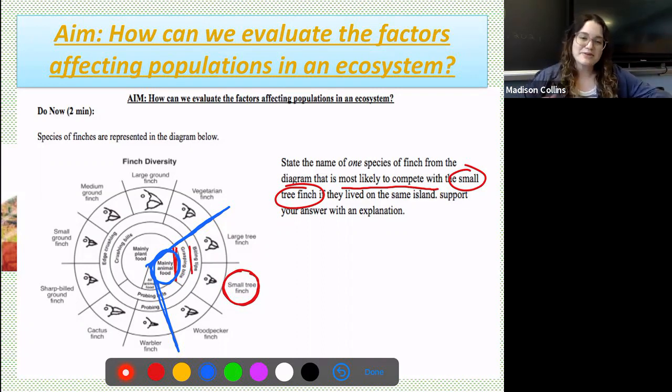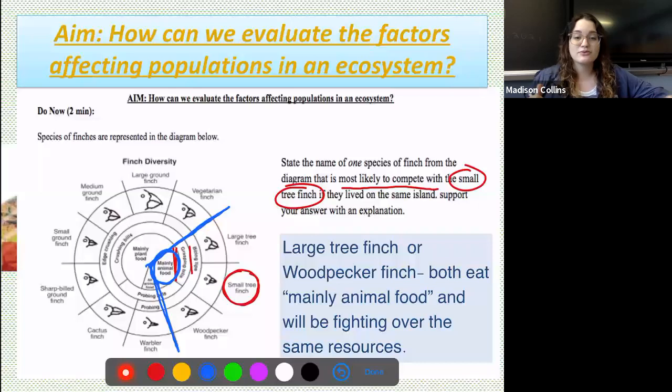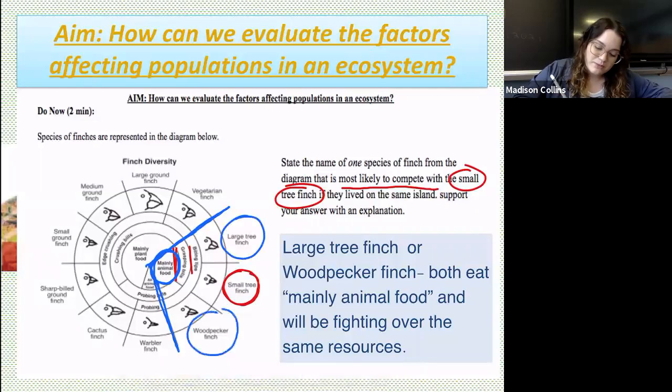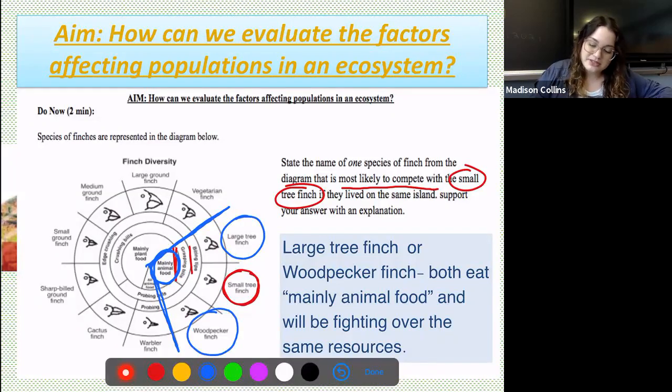And so what's going to end up happening is these birds that all eat the same type of food, if they're found on the same island, they're going to be competing for resources. So you've got two options you could have said. You could have said the large tree finch, or you could have said the woodpecker finch. As long as you noted that both of them eat mainly animal food. They eat the same types of food. So if they're on the same island, they're going to be fighting over those same resources.